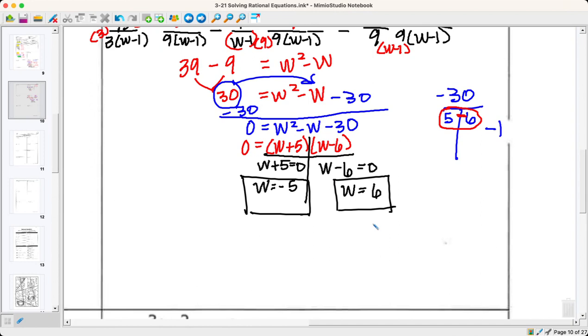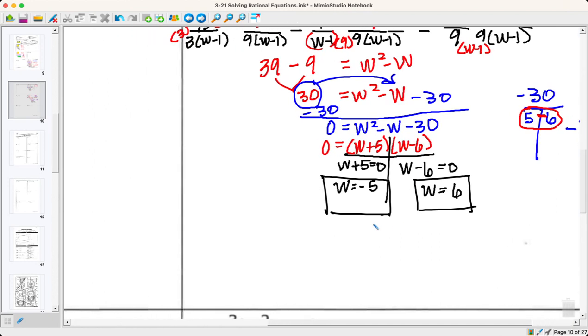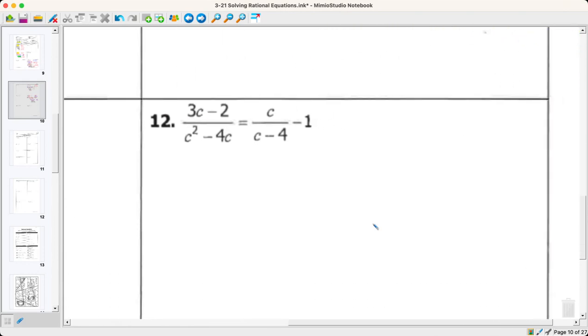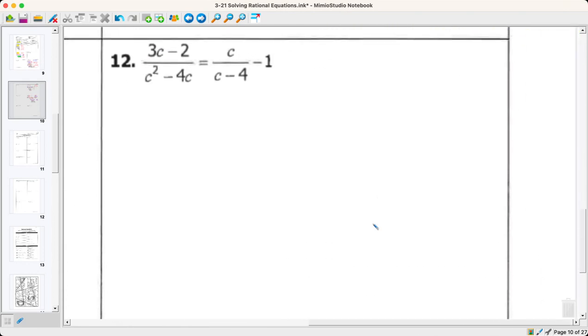All right. Let's do number 12. We'll start with this one. We want a common denominator for number 12. And to find that, we need to factor anything that can be factored so that it can look more simplistic and we can look for our denominator.